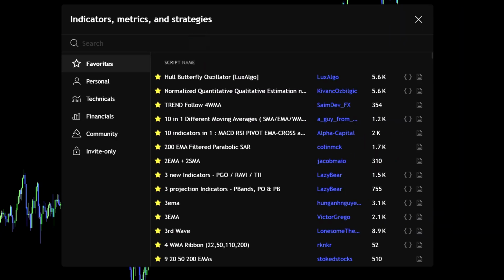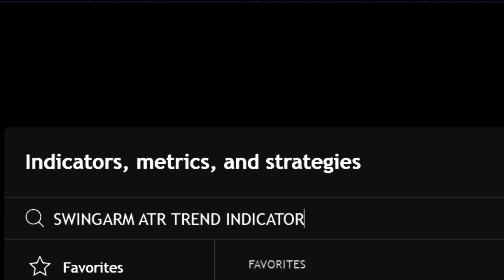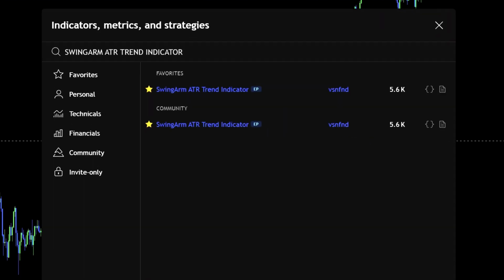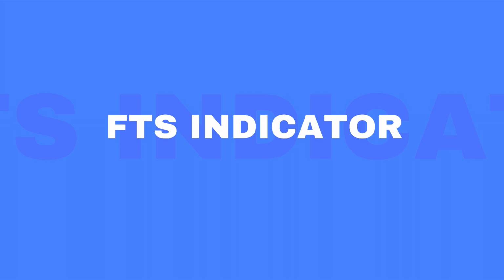Once you're on TradingView, head up to the top, click on indicators, and then in the search bar, you can type in either black flag FTS or swing arm ATR trend indicator. Doesn't matter which one you type, they both lead to the exact same indicator. From now on in this video, I'm just gonna call it the FTS indicator to keep it simple.